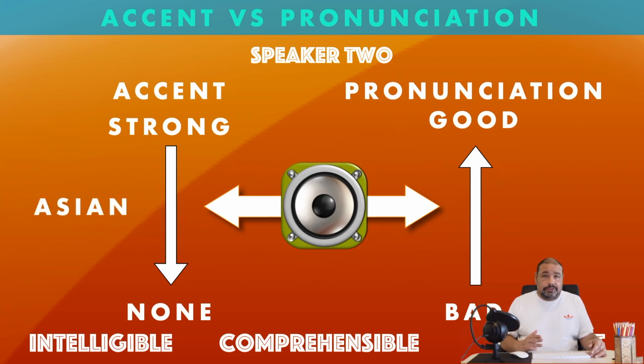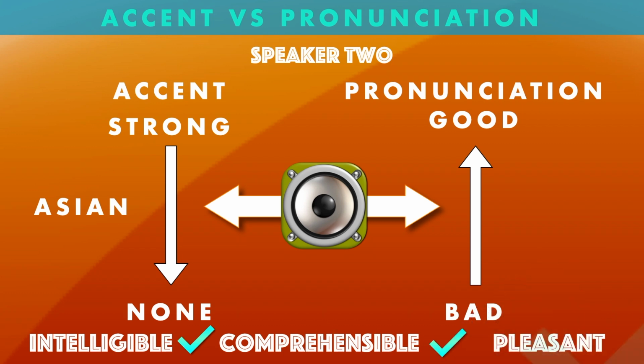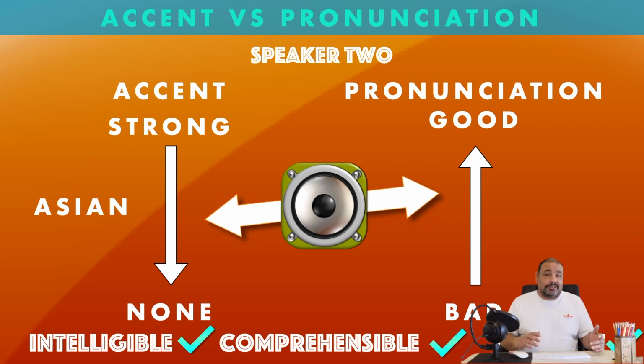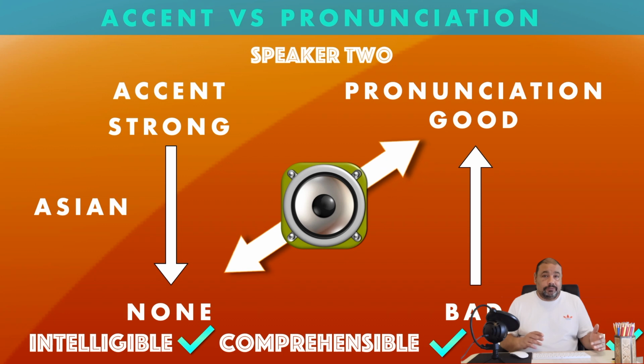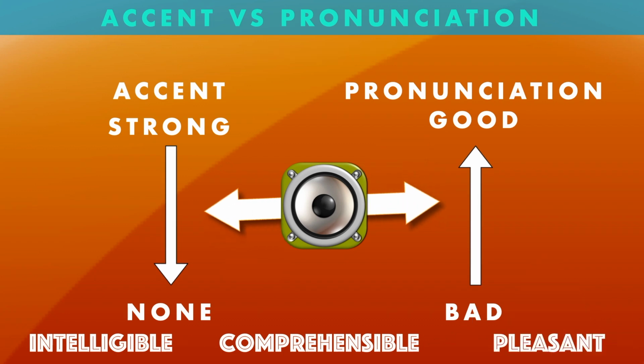Well, this is an Asian speaker. Now, is her pronunciation intelligible? Is it clear to be understood? Well, yes, absolutely. Number 2, is her pronunciation comprehensible, so it makes sense? Well, of course. And number 3, is her pronunciation pleasant to hear? Yes, it is. So in this case, this speaker has a soft accent and an excellent pronunciation. Let's listen to the next one.